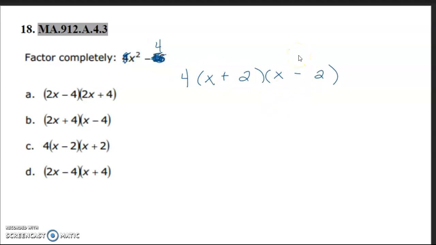So if you ever get stuck for any reason, or you're not sure if you did this right, you can go ahead and multiply these two binomials and then multiply the whole thing by 4. And I guarantee you'll get this original answer again. So you can always just trust your work, but this answer is going to be C.